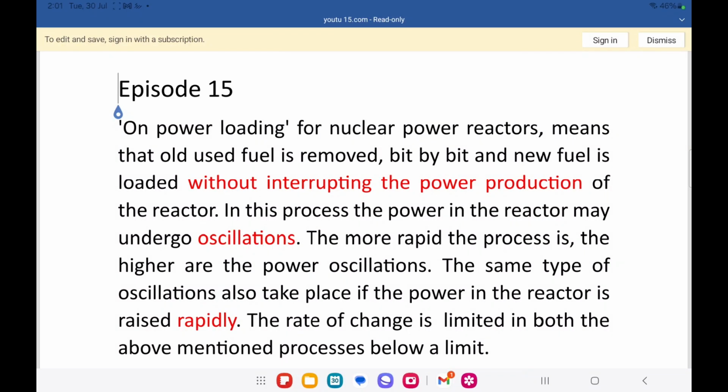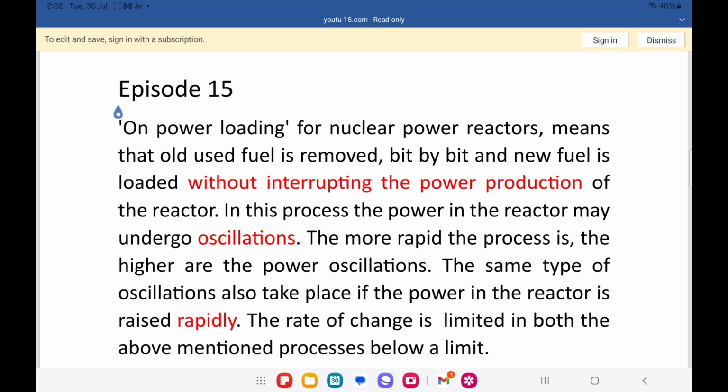Episode 15, I am going to talk about what effect the rapid power oscillations may have on fuel failures. How can the power oscillations occur in a nuclear reactor? So there are two ways which I am going to talk about.